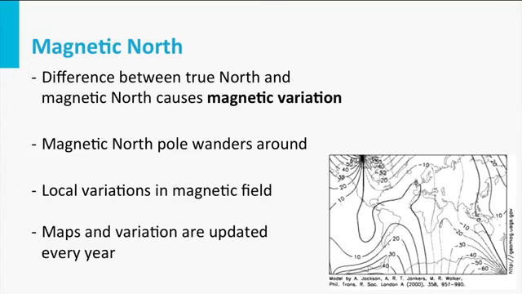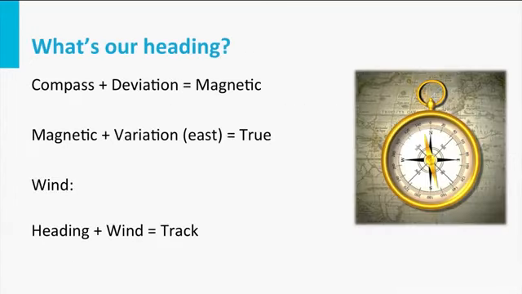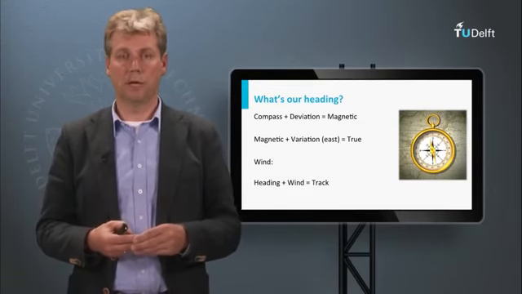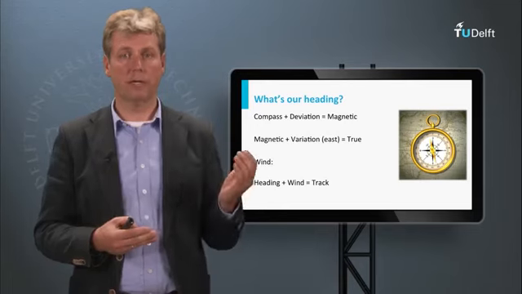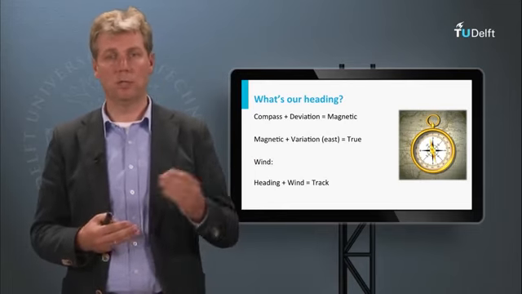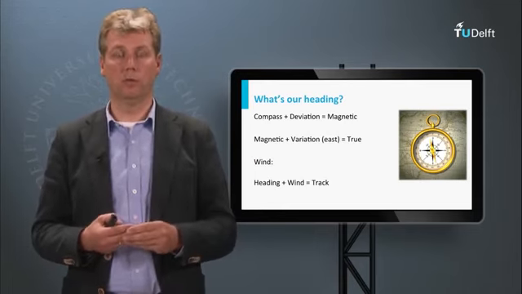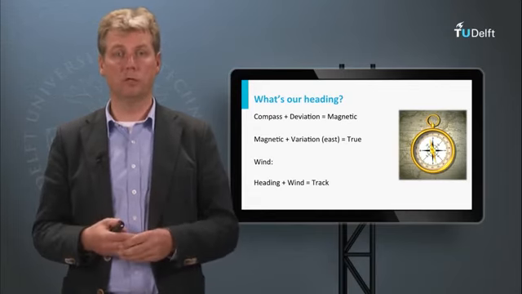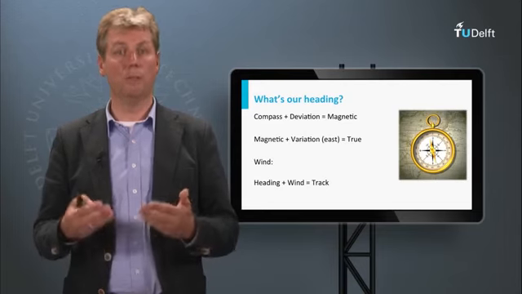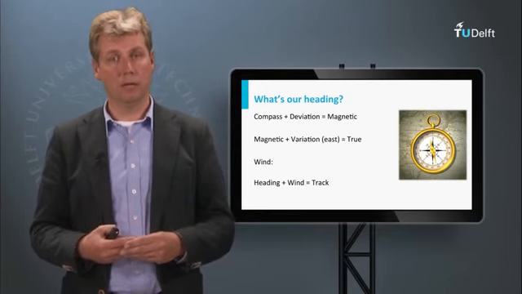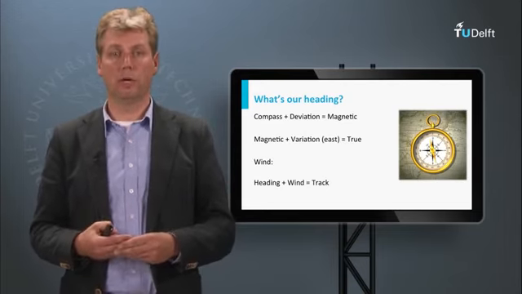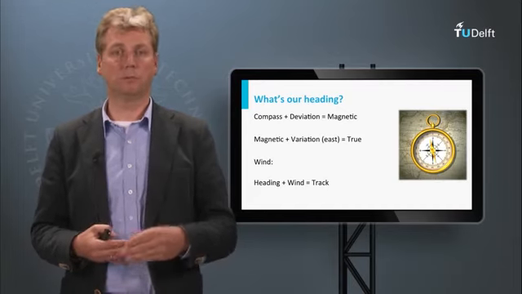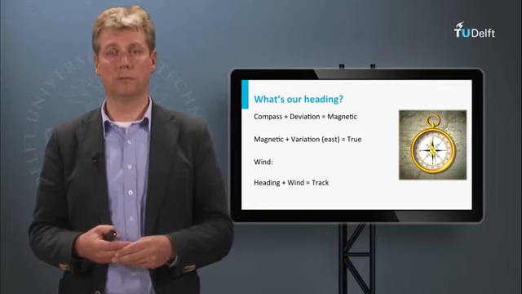And of course, just like with the altimeter, there is an instrument error. The instrument error is called the deviation. So summarizing all of this, we measure a heading with the compass. We first have to correct for the instrument error, the deviation, to find the real magnetic heading. And then, again, we have to correct, we have to add the variation, using east as a positive number, to get the true heading.